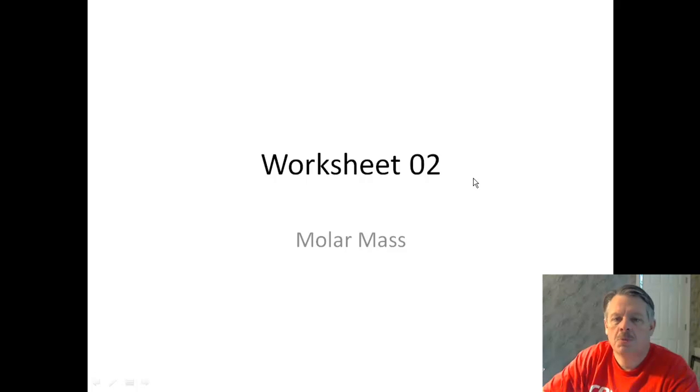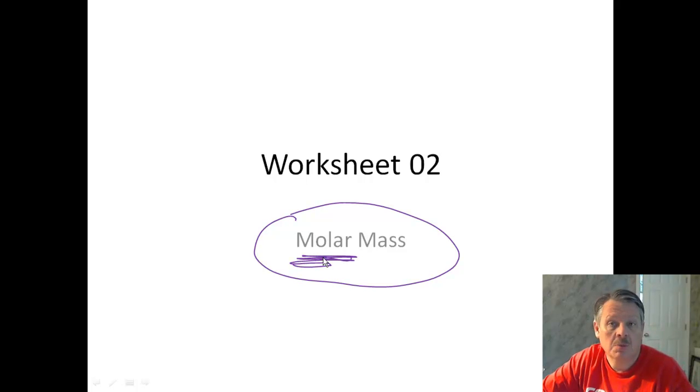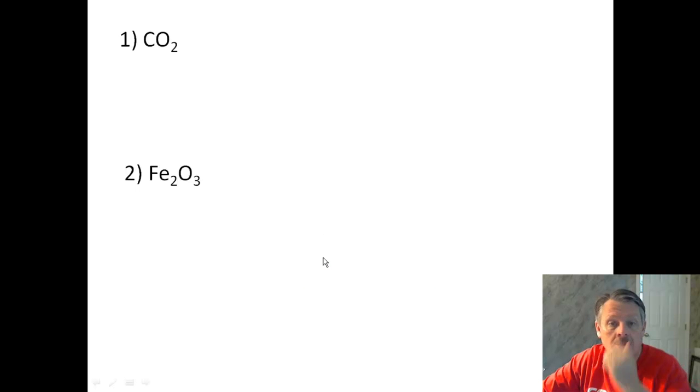Okay folks, this should be a pretty easy worksheet for you. This is worksheet number 2. We're focusing on molar mass, which is the mass of a mole instead of the mass of an atom or the mass of a formula. However, everything you did in worksheet 1 is exactly the same as what you're going to do here. The only difference is your units are going to be in grams instead of atomic mass units.